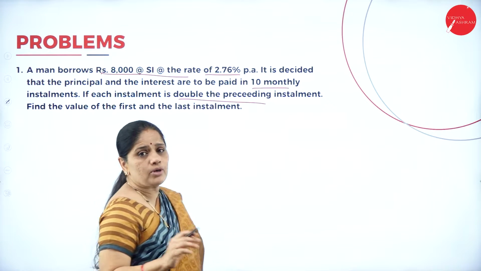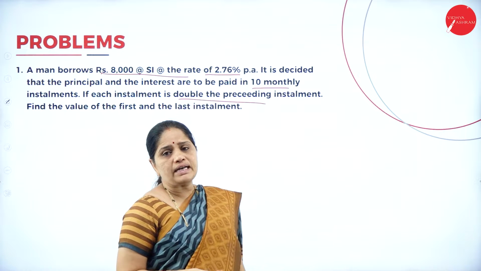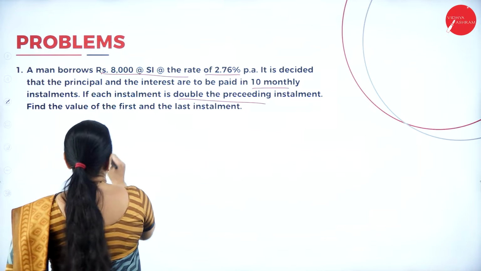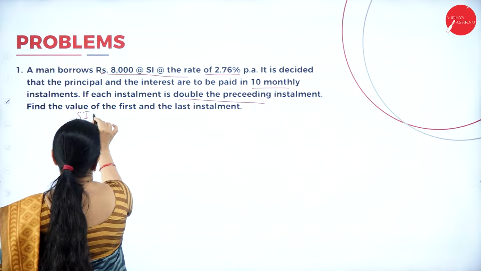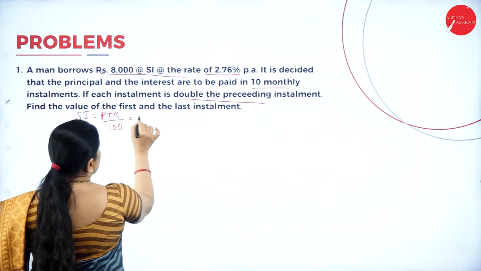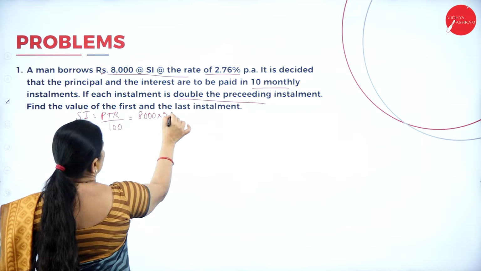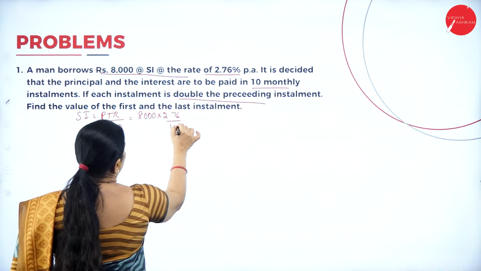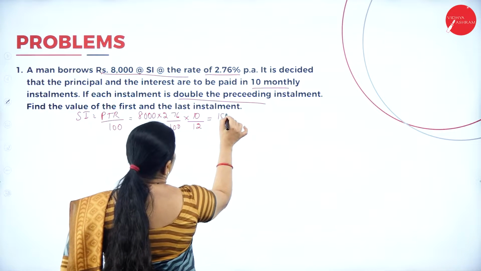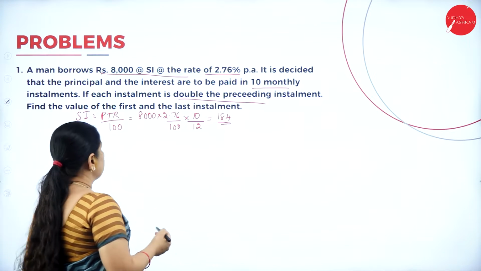So, this is a problem on simple interest. We have to calculate the simple interest and then find out the first installment and the last installment. So, let us find out the simple interest. Simple interest will be PTR by 100. So, principal amount is 8,000 into R is 2.76 by 100 into T equals 10 by 12. So, I get the total amount as 184. So, this is the simple interest.